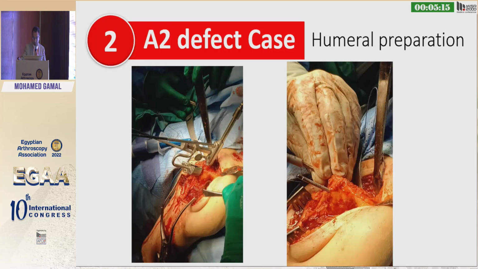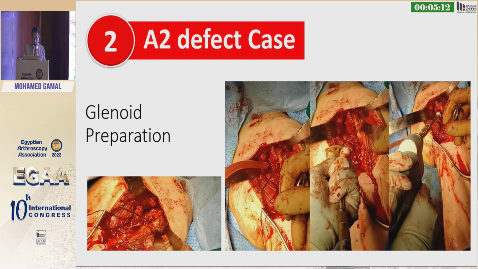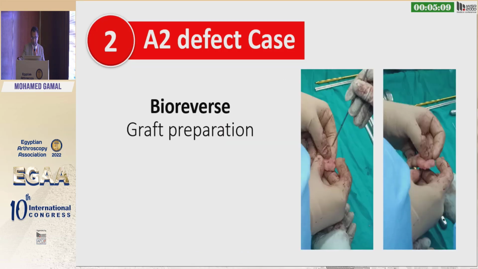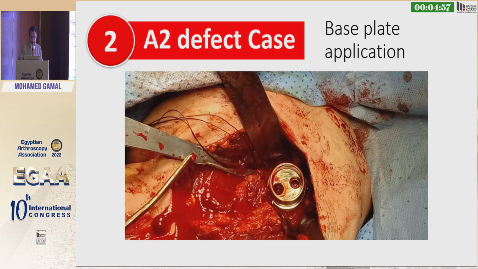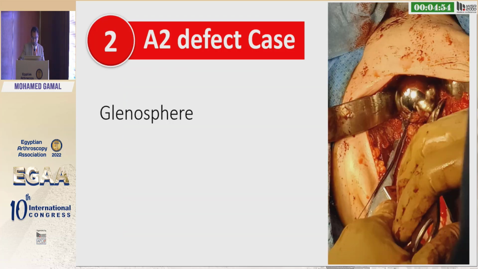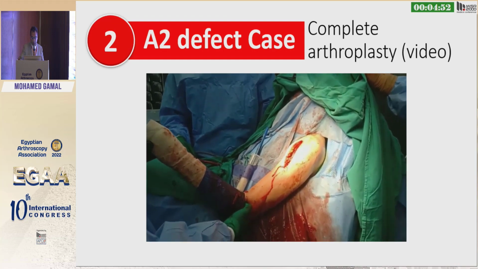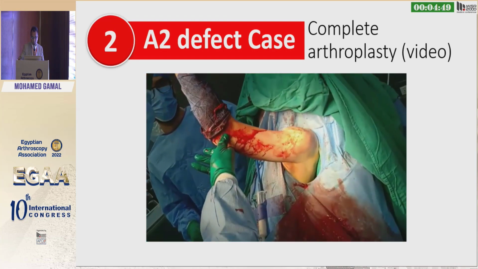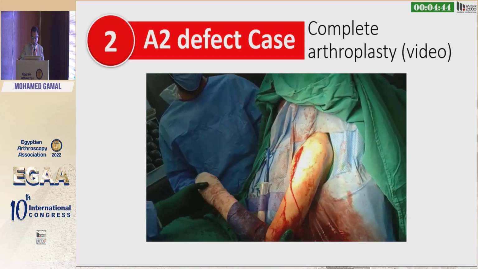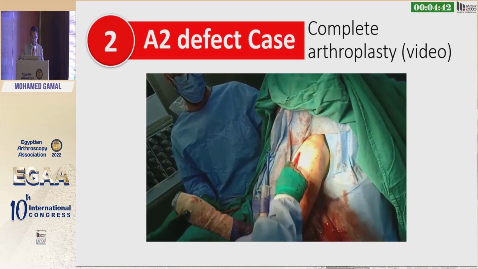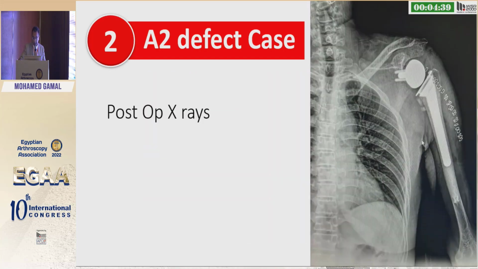You start humeral preparation, then going to the glenoid preparation, and we decide to use a bioreverse using a graft and inserting the graft over the defect of the glenoid, and then the base plate, followed by the glenosphere, and here is the after reduction of the whole construct. And this is the post-op X-ray.